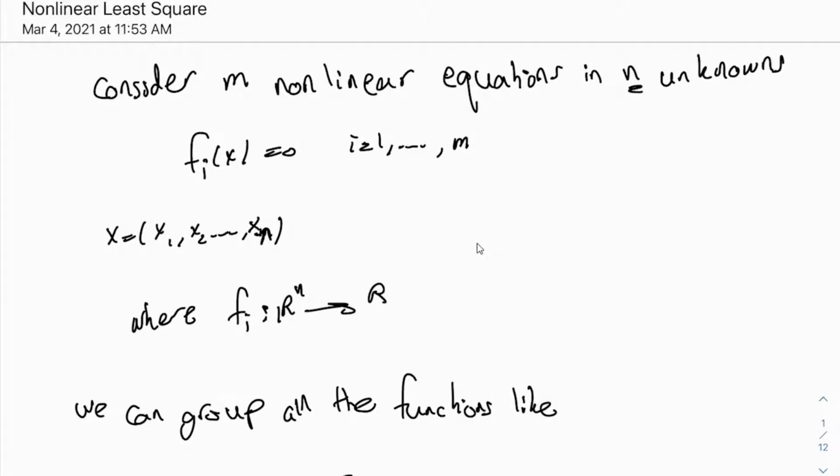Hi everyone, today I would like to talk about nonlinear least square. So this is an extension of linear least square. In the linear least square, we consider the ordinary least square, then we talk about multi-objective least square, then I talk about constraint least square. Now it's time to talk about nonlinear least square, which happens a lot in practice, right? This is more common than ordinary least square.